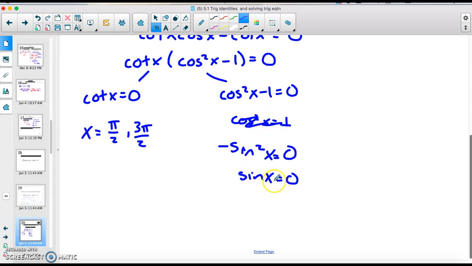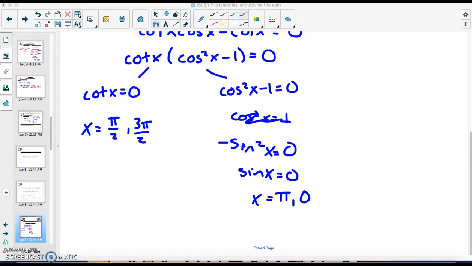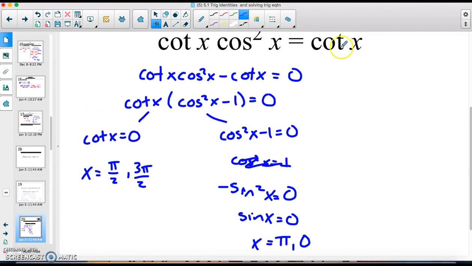That's okay. So where does sine x equal 0? At pi and at 0. However, if I were to plug these back into the original, where is cotangent undefined? Cotangent is undefined at pi and at 0 because you'd get a 1 over 0 situation. So pi and 0 do not work as answers. So these are your only solutions. So especially with cotangents and tangents, you have to make sure that your answers actually fit the original equation. That was the trick on this one.